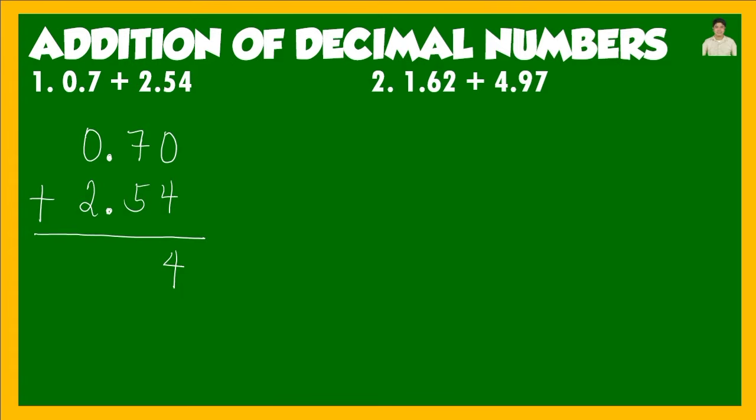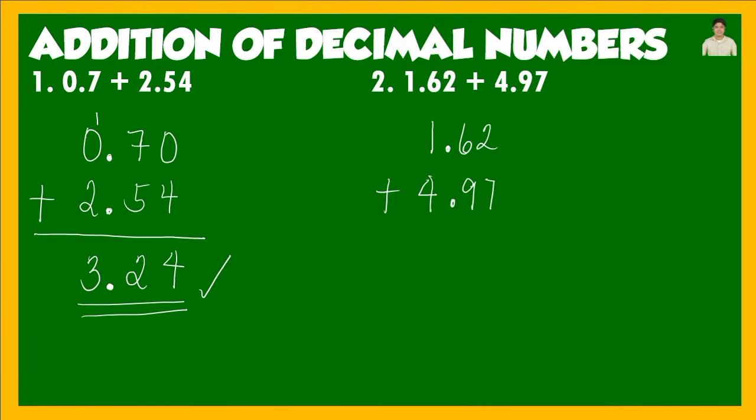And then 7 plus 5, that is 12. That is when we regroup. So we write 2 and then carry 1. So, 0 plus 2, that is 2. Plus 1, the one we regrouped, that is 3. And then, our decimal point must also be aligned in our final answer, in our sum. So, our answer is 3 and 24 hundredths.